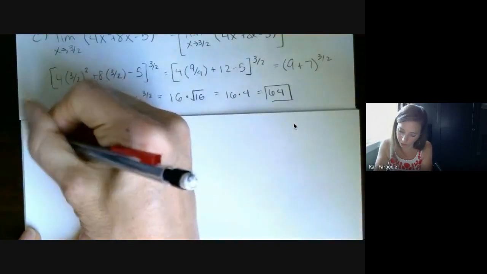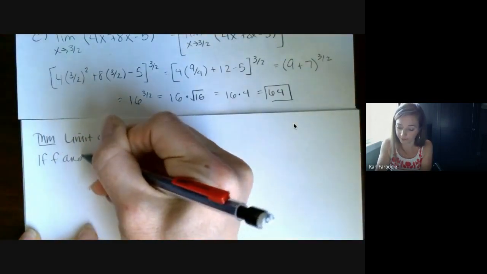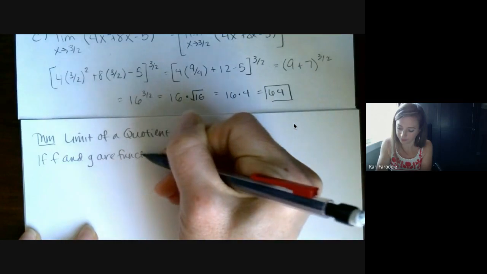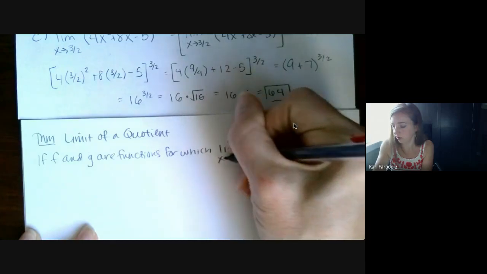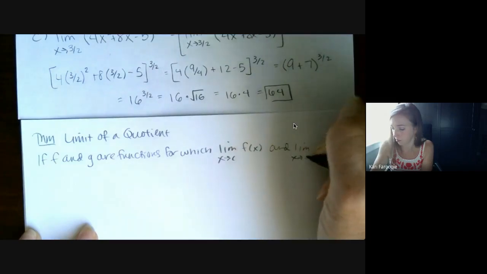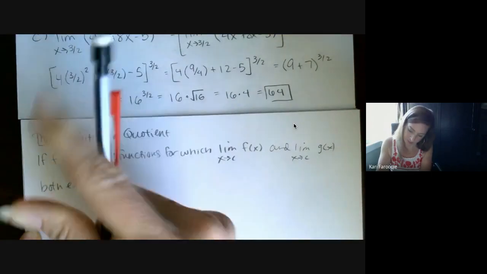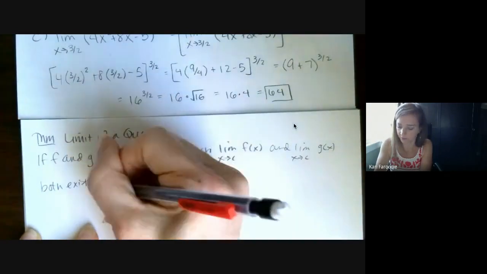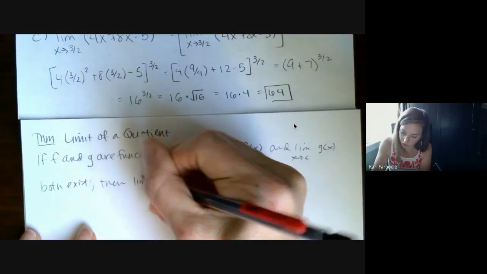So, theorem: limit of a quotient. If f and g are functions for which the limit as x approaches c of f of x and the limit as x approaches c of g of x both exist, then the limit of their quotient exists.